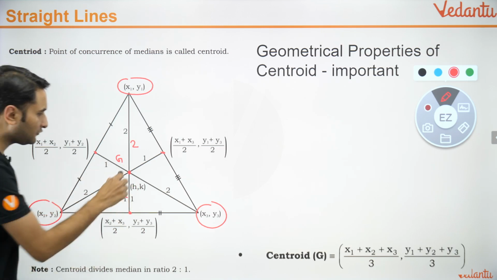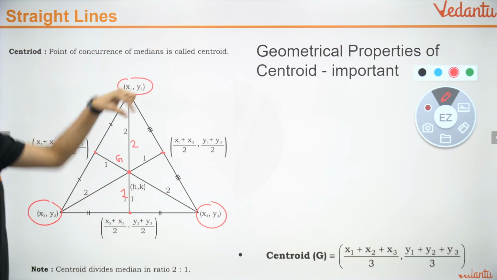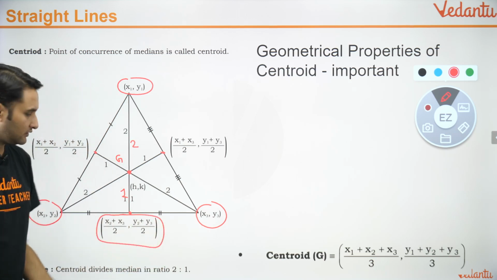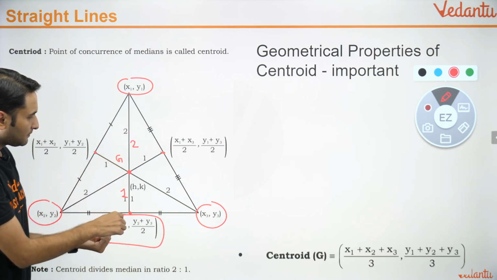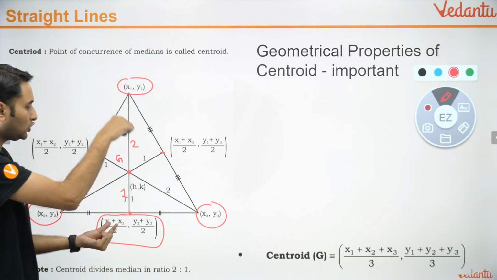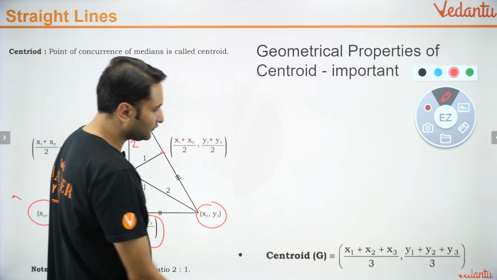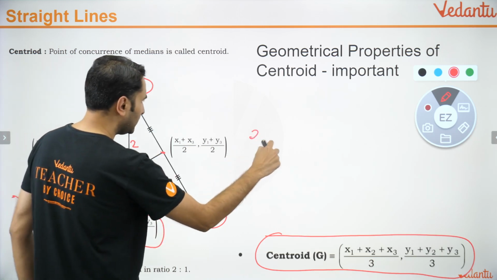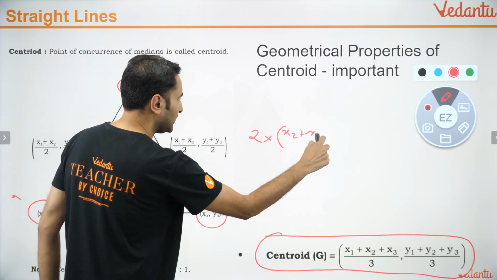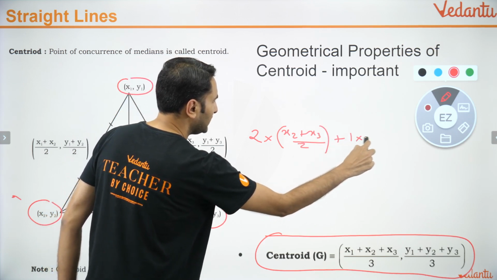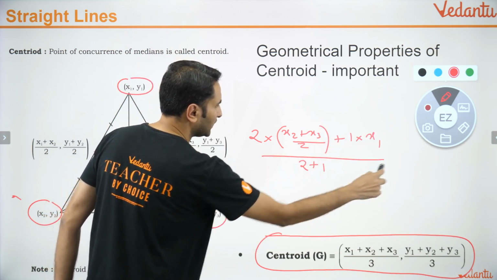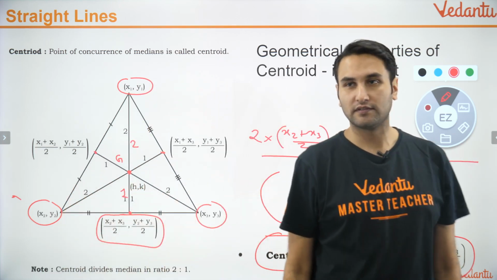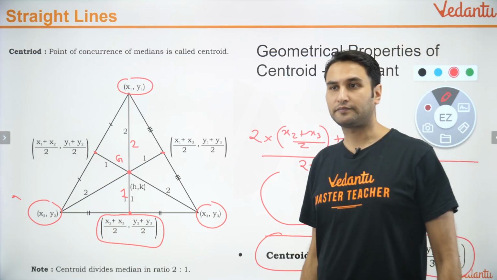So this point will come. How will it come? By the section formula. You know the midpoint of the other side. So 2 times this plus 1 times this, upon 2 plus 1, gives you the formula. This formula will come: 2 times (x2 plus x3) by 2, plus 1 times x1, upon 2 plus 1. Similarly for y. This is how the centroid comes. Does everyone know this? Okay.